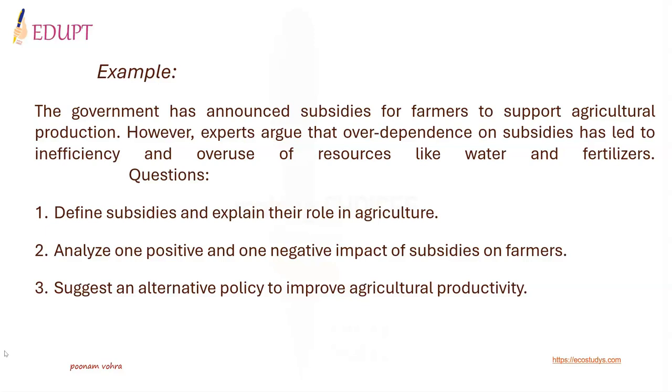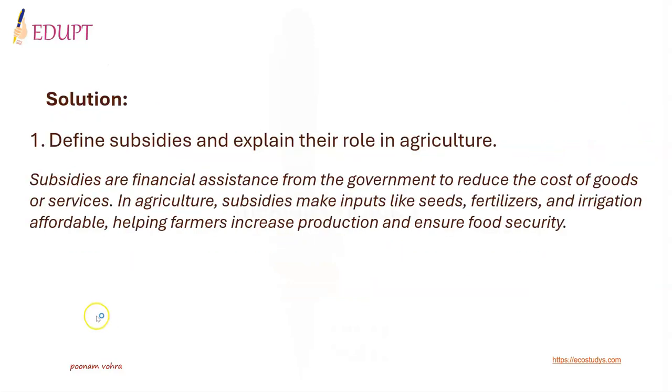Questions are: first, define subsidies and explain their role in agriculture. Second, analyze one positive and one negative impact of subsidies on farmers. And third, suggest an alternative policy to improve agricultural productivity. Let's have a look at the solution of all the three questions. So the first question is, define subsidies and explain their role in agriculture. Take care that you need to be very brief in answering.